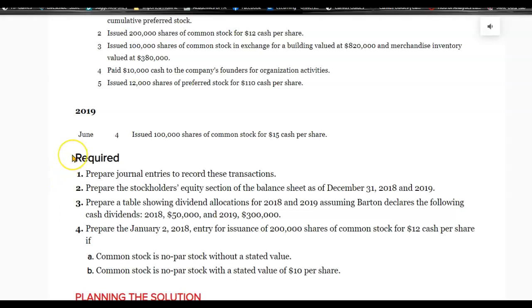And then 4, prepare the January 2nd, 2018 entry for issuance of 200,000 shares of common stock for $12 cash per share if A, common stock is no par stock without a stated value, and B, common stock is no par stock with a stated value of $10 per share. So number 4 is kind of a variation. Let's change the facts up a little bit, and we'll go ahead and see what this looks like.